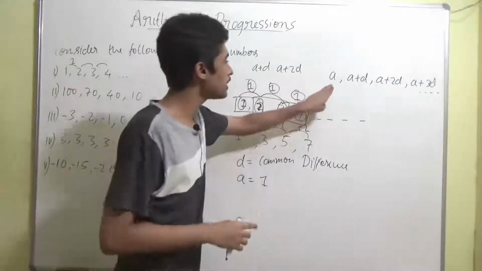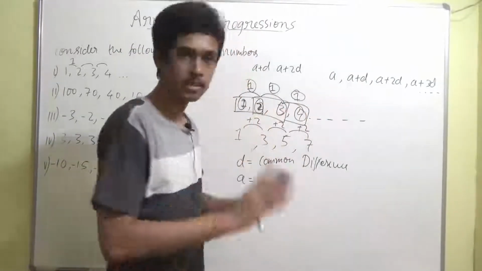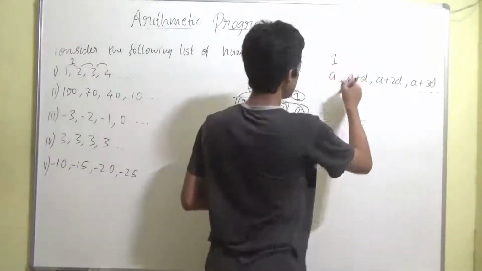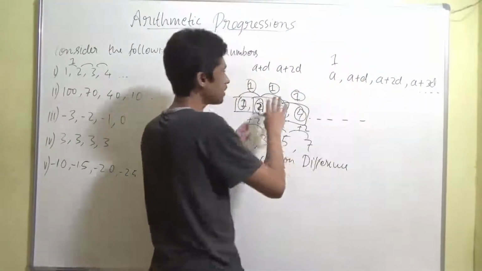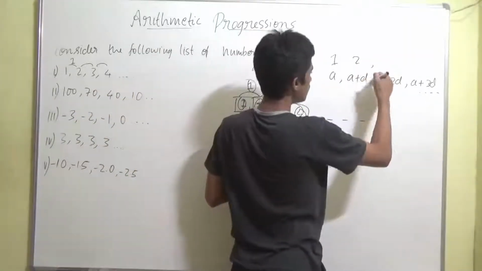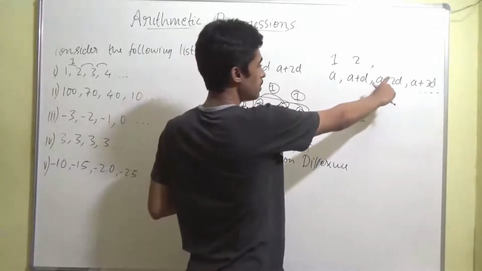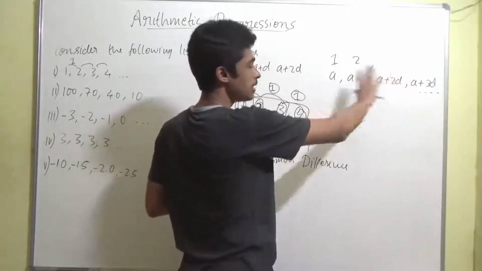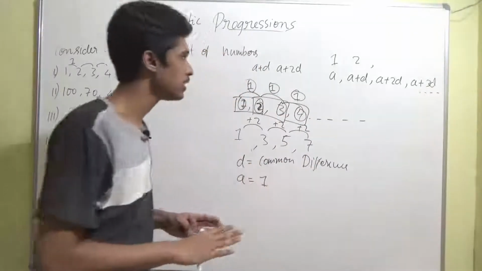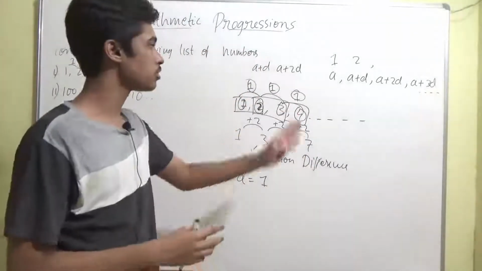For example, we'll take the same example again to make it easy to understand. If we take A as 1 and D as 1, then A plus D will become 1 plus 1, which is 2. Here it will become A plus 2 into D. D is going to remain the same throughout the series, and A is also going to remain the same. Only the term changes when you substitute those values.